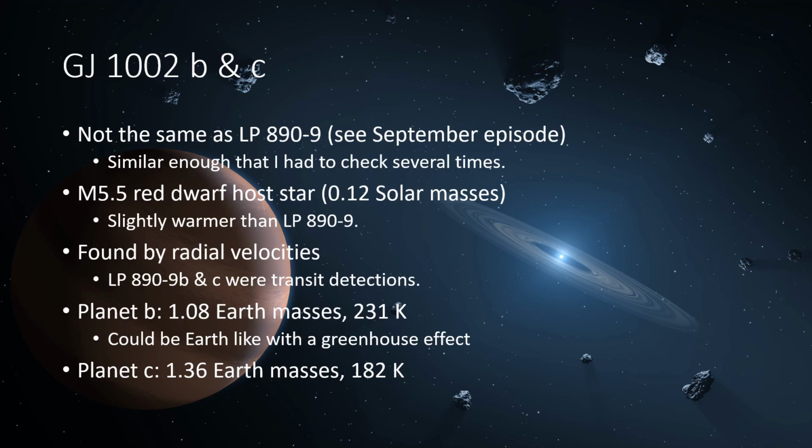And the inner of the two planets could be Earth-like with a sufficient greenhouse effect. Its equilibrium temperature is 231 Kelvin, which is well below freezing, that's 273. But Earth's equilibrium temperature is 255 Kelvin before you account for the greenhouse effect. So with a bit of a stronger greenhouse effect, GJ1002b could be potentially habitable. Although, especially for red dwarf planets, that's kind of up in the air.